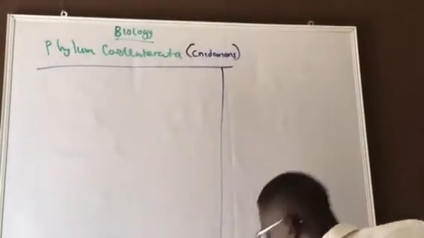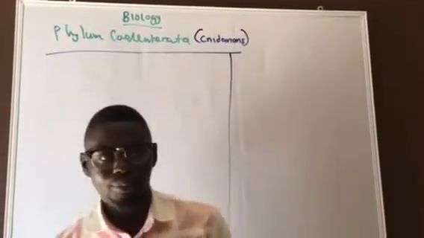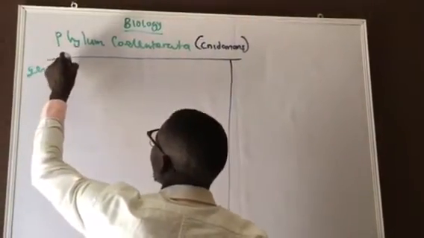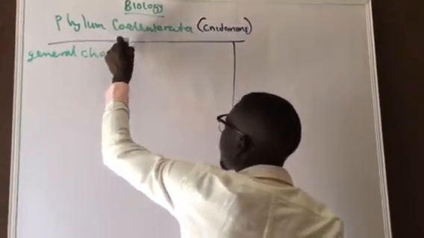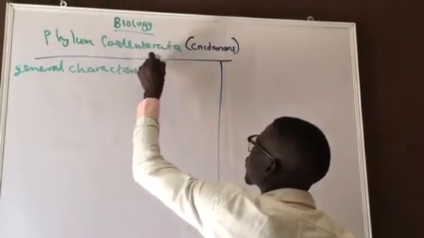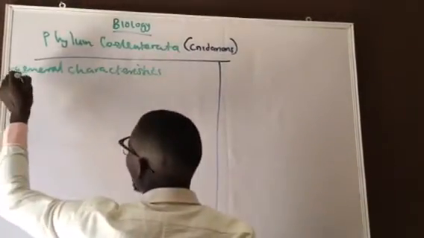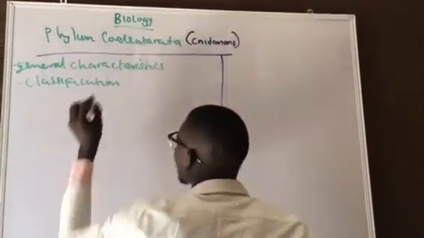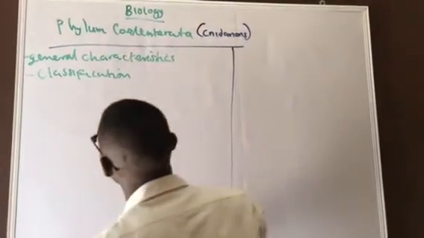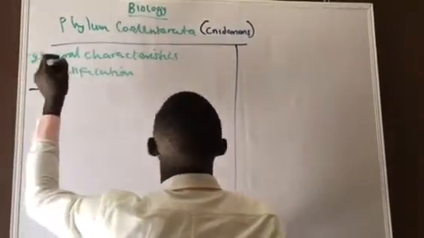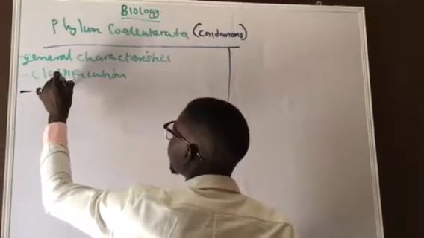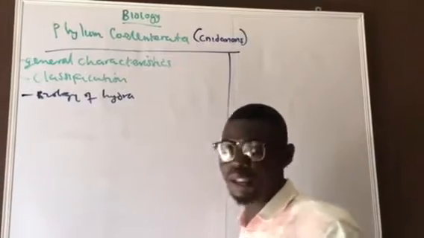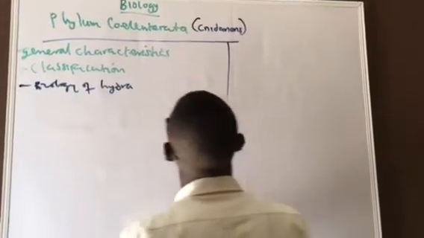So when we talk about this group of animals, we are going to consider the general characteristics of the Cnidarians. But we will also cover the classification of Cnidarians, as well as the biology of Hydra, that is a representative Cnidarian.